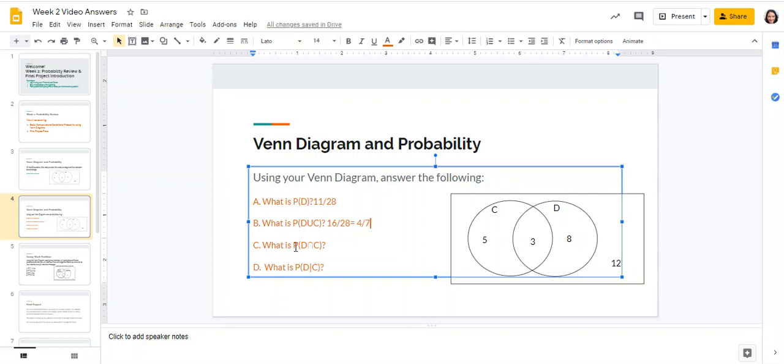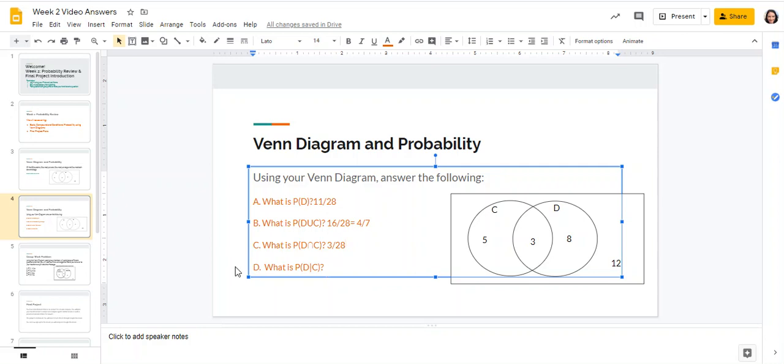C says, what is the probability of the intersection of D and C? So this means the probability that a student owns both a dog and a cat. So the number of students who own a dog and a cat is 3 out of 28 students altogether. And then the last one says, what is the probability of D given C? So if you think you might know how to do that, you can pause it and try it before I explain it.